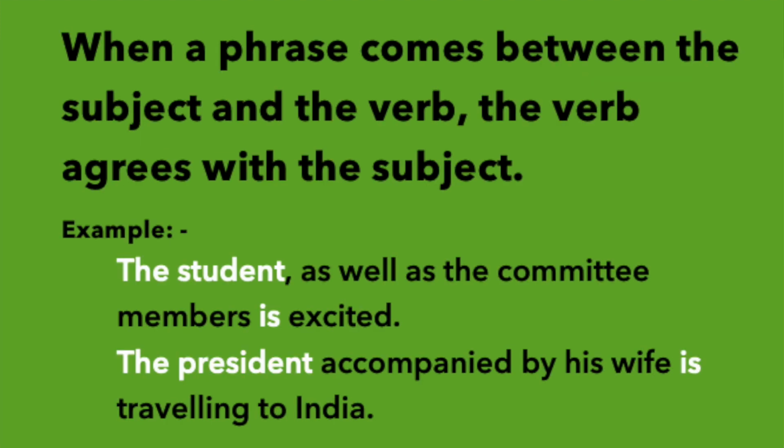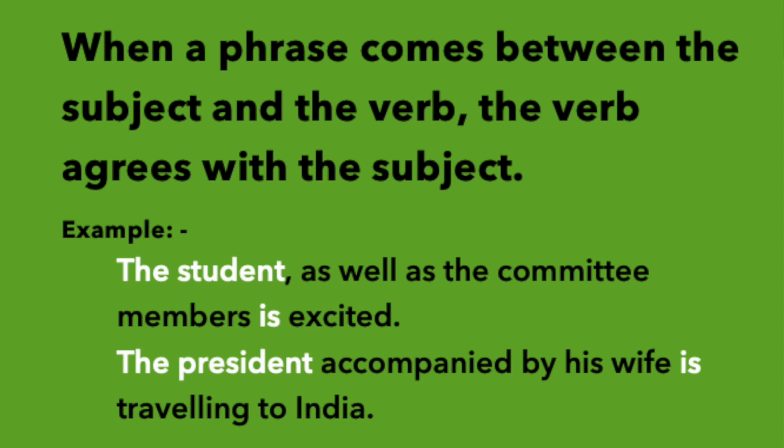See the next point. When a phrase comes between the subject and the verb, remember that the verb still agrees with the subject but not the noun or pronoun in the phrase following the subject of the sentence. Look at the example, then you will understand it easily. The student as well as the committee members is excited.